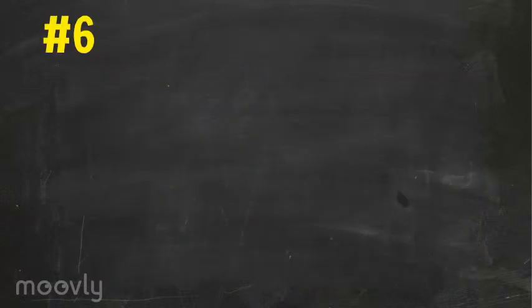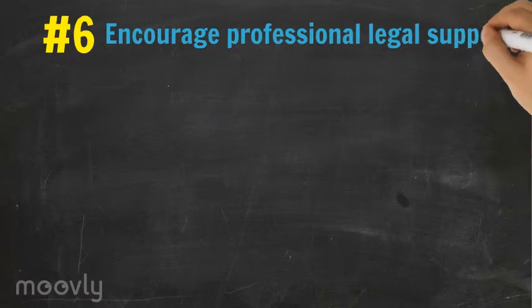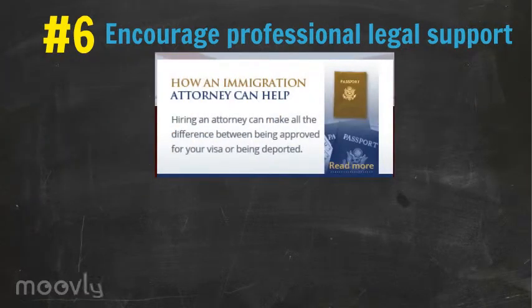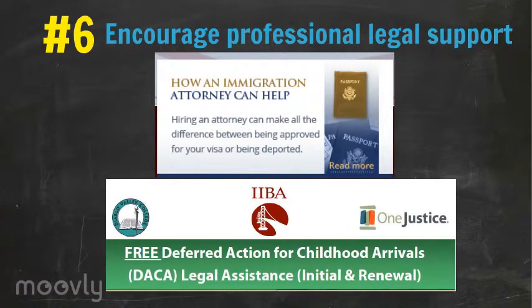Number 6, encourage professional legal support. Immigration is a complex area of law requiring expertise often not readily available to immigrant communities. Undocumented students and their families face immigration-related barriers that affect their ability to become fully integrated on campus and in their communities. Without legal representation, many fail to pursue benefits for which they may qualify. As an UndocuAlly, encourage students to seek professional legal advice regarding their immigration options.